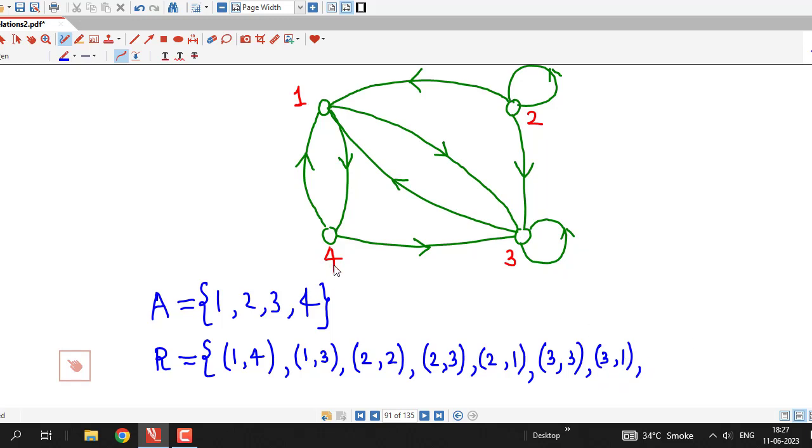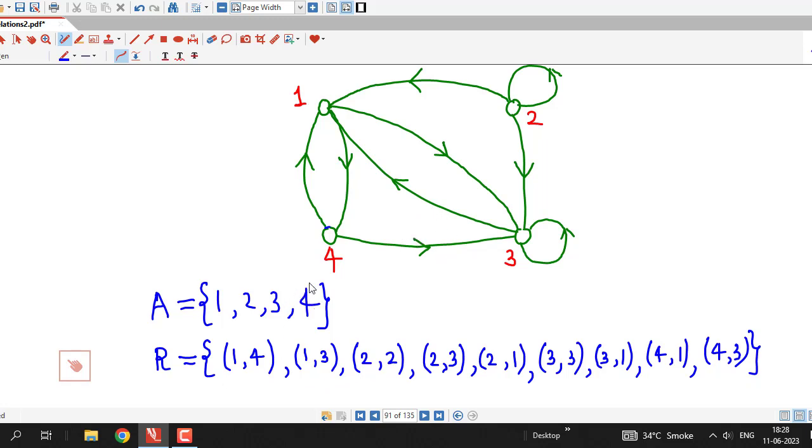Now we check for 4. So there is an arc having initial vertex as 4 and it is ending at 1. So 4 is related to 1. That means ordered pair 4, 1. There is an arc having initial vertex 4 and ending at 3. That means I have to write ordered pair 4, 3. And there is no other arc whose initial vertex is 4. So we have this relation R whose diagram is given.